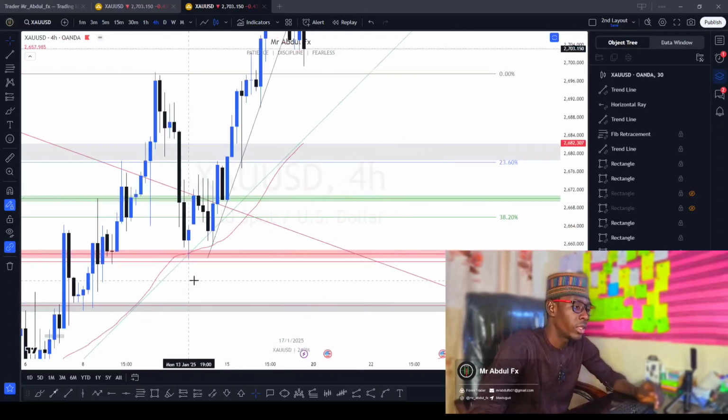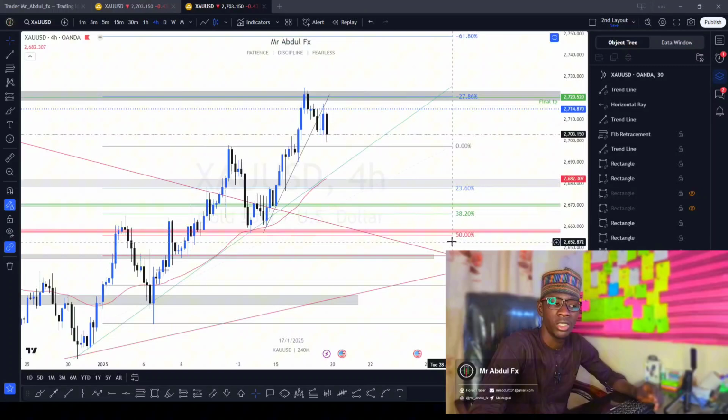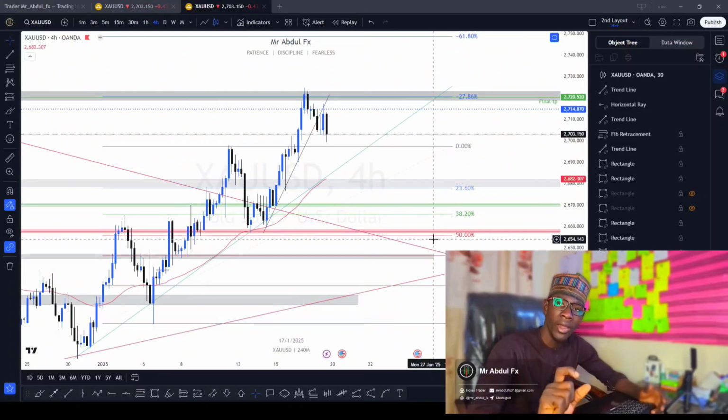Then on Tuesday, it basically touched the 50% retracement level of the 50 EMA. Same idea, same trade idea.